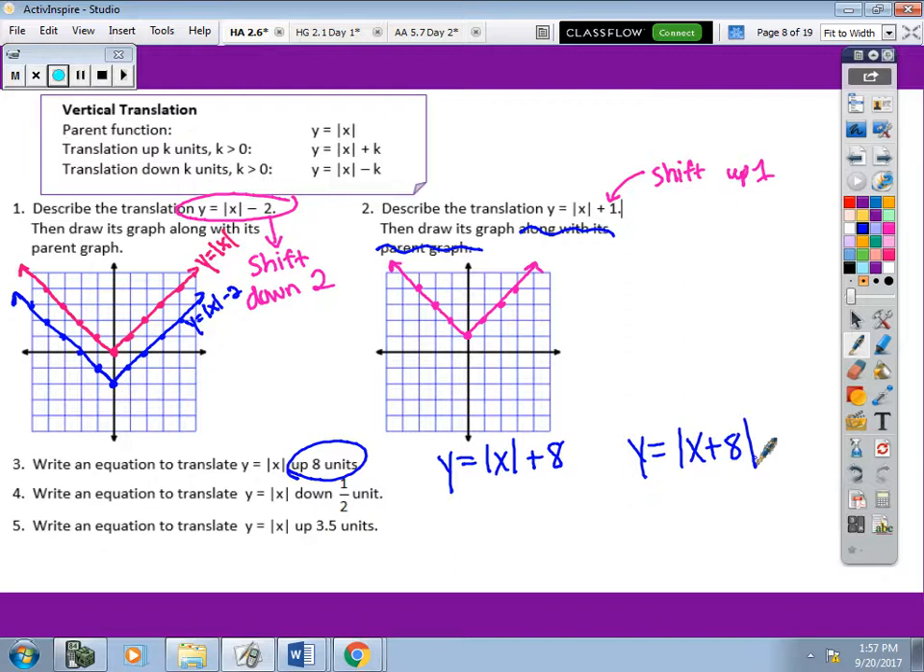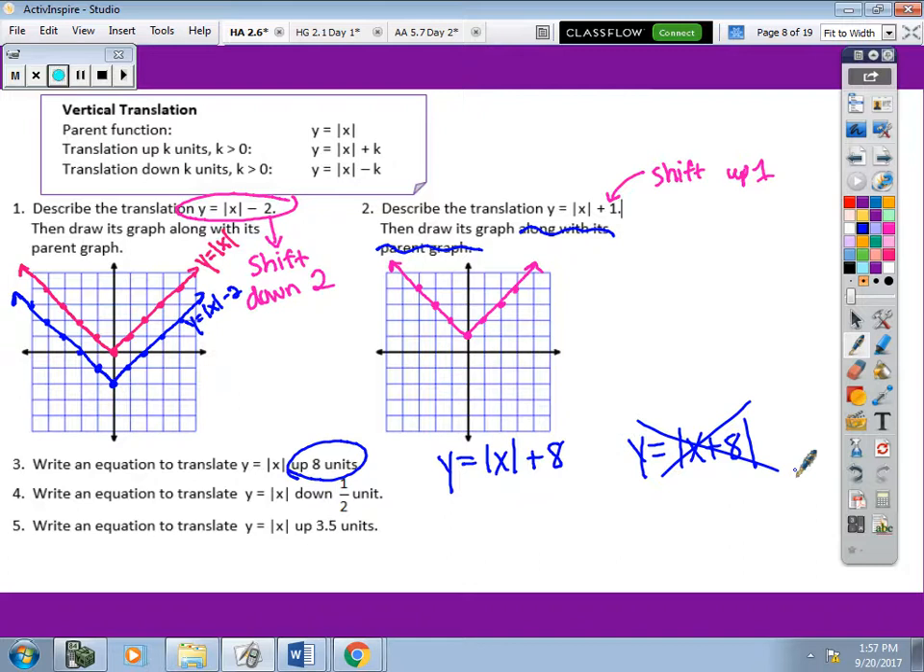If you were to write this, you would be marked wrong. We're going to learn below on our notes that this would be a shift left 8 units. Okay? So these aren't difficult questions, but if you don't memorize, you'll get them all backwards. So it has to be outside of the absolute value.